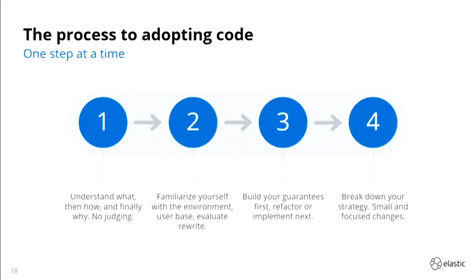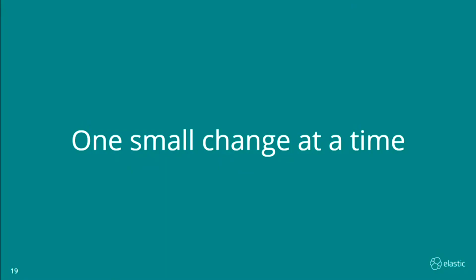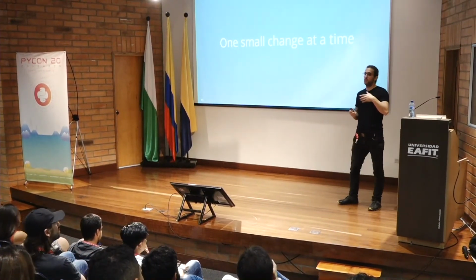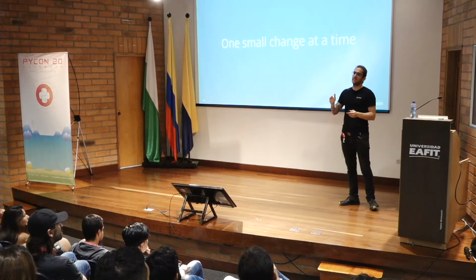And now we're at the fourth step. You can start writing code. One small change at a time. If you are refactoring some code, and you're fixing a bug, fix the bug. Don't refactor the code. If you want to refactor the code, do that later, in a separate patch. You don't have to merge everything in a single PR, right? So make sure that every PR has a very focused and very specific goal. It doesn't only make it easier from a review perspective, but it also makes it less dangerous.